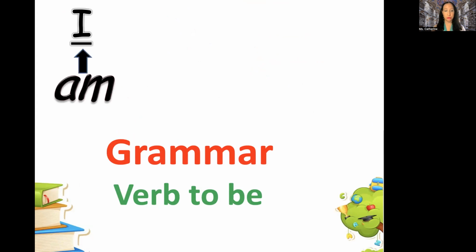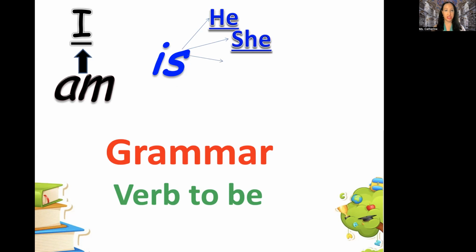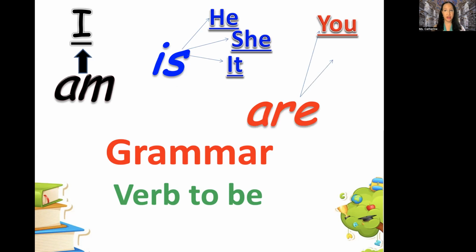Okay. So when we're going to conjugate the verb to be, we would say I am. That would be our pronoun. How about is? Is would be he is. She would be she is. It is. Now we have are. We would use the pronoun you are. We are. They are. Okay? These are the three conjugations of to be. Am, is, and are.